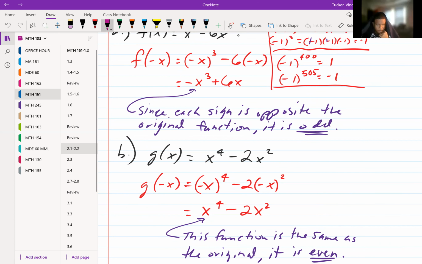And may I just mentally go over this for the sake of my understanding? The reason why the negative 2x stays the negative 2x is because x to the power of 2 is even, which would turn it positive, and a positive times a negative equals a negative, right? Yes. And the reason why the x to the 4th becomes positive, the same as the original. Yes.